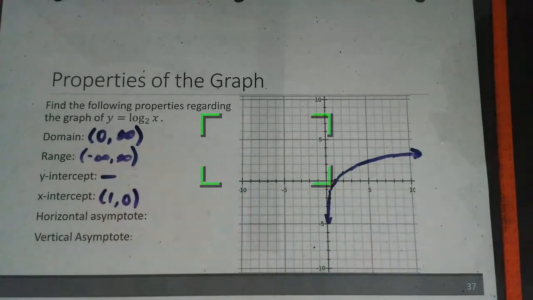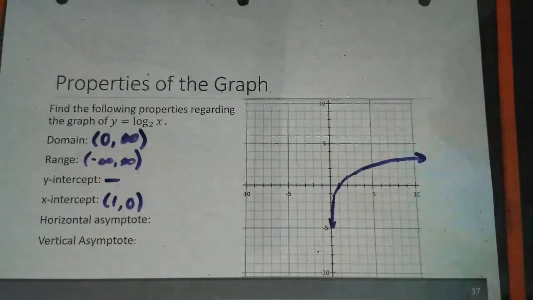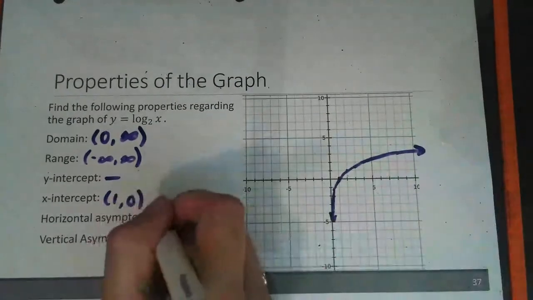Horizontal asymptote is a horizontal line that we get really, really close to. This is going to keep going up forever. We're not going to flatten out. So there isn't a horizontal asymptote.